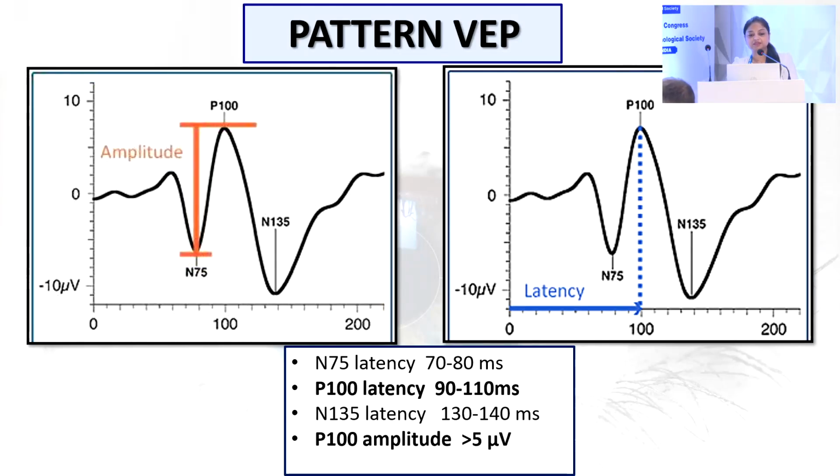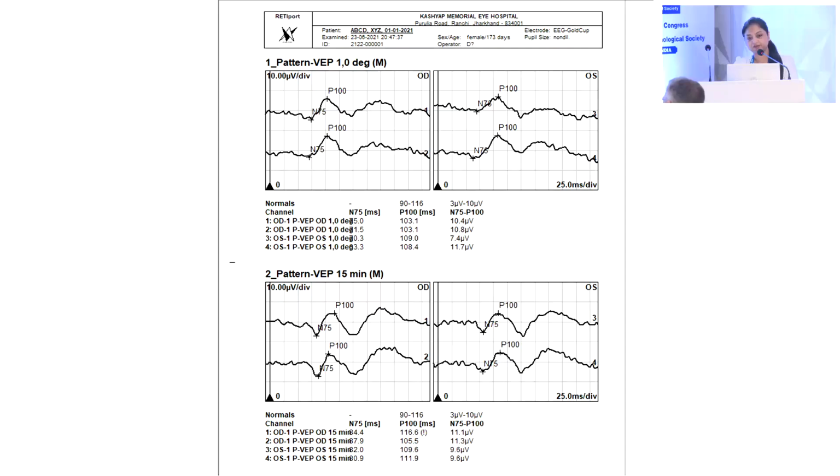P is the positive and most important wave. Two things are important, latency and amplitude. The amplitude is calculated from the trough of the N till the peak of the P wave. It is normally more than 5 microvolts, and the latency is on average 100 milliseconds. This is how the report is given to the patient.